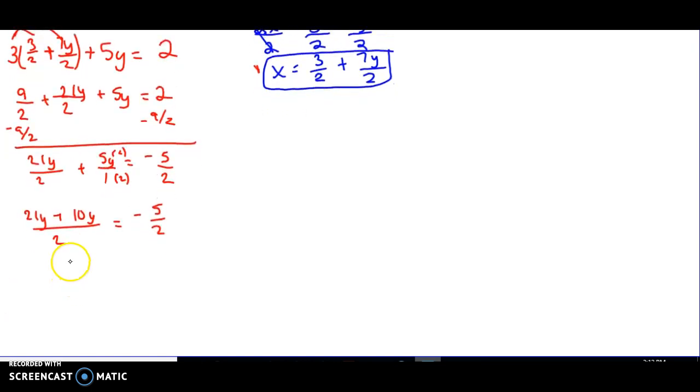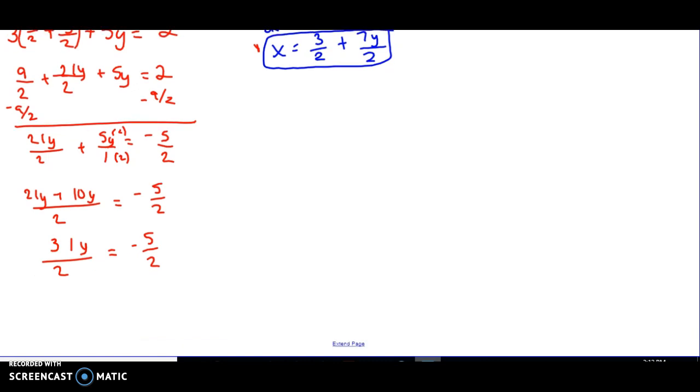And that gives me 31y over 2 equals negative 5 over 2, which I can take the reciprocal by multiplying both sides by 2 over 31, just so I can get the y by itself. So I get y equals, that cancels and becomes 1. So we have negative 5 over 31 for y.